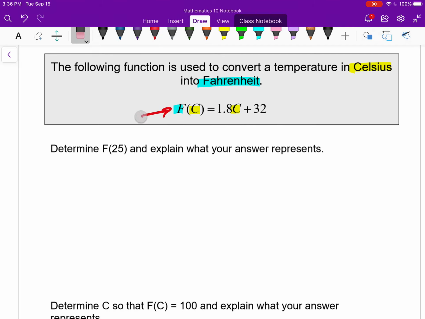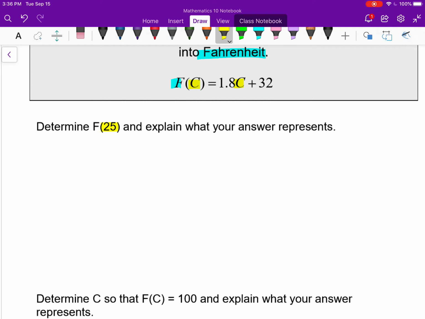So let's use this. So the first question is, determine f at 25 and explain what this answer represents. So the easiest part is probably explaining f at 25. The hardest part might be telling me clearly what this means. So first, what is f at 25? Well, that means just like before, I go back to my equation and replace c with 25. So 1.8 times 25 plus 32.